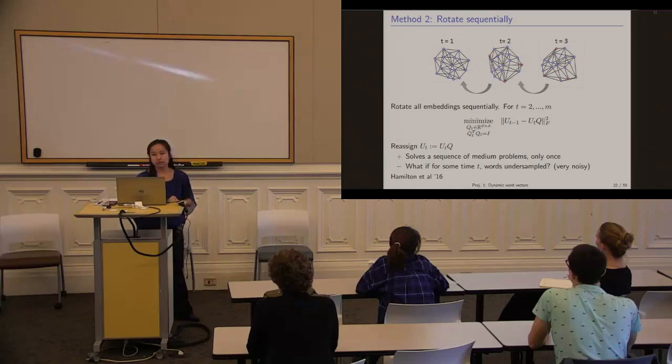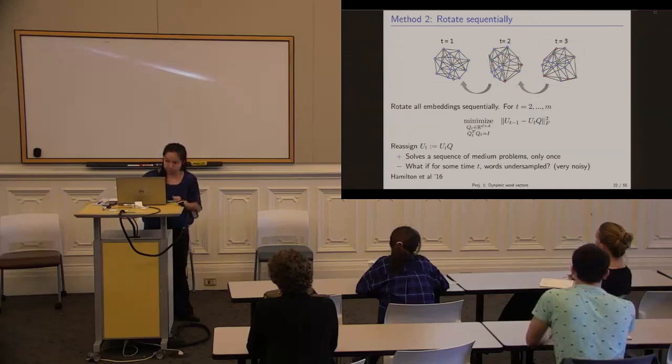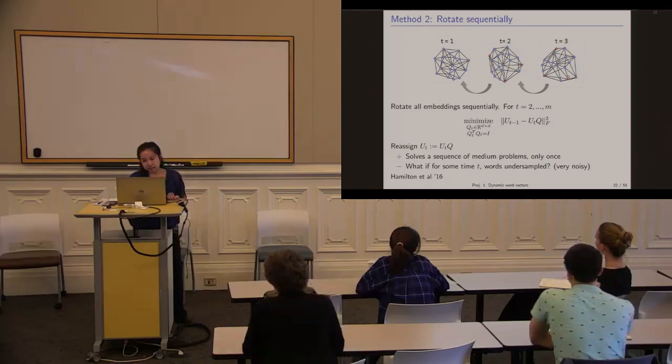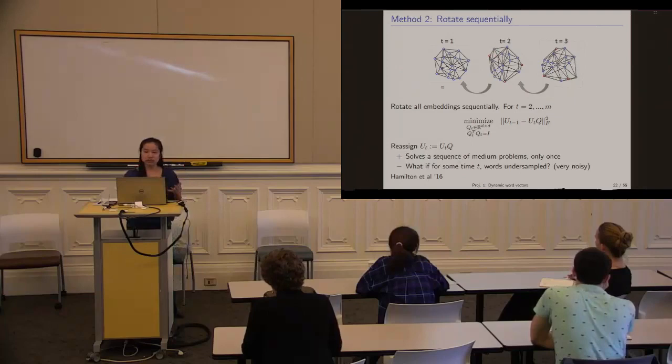If this was a badly sampled year and I force this to fit here, this one will have a lot of noise. And then here, this one will have a lot of noise. So you see a lot of issues between the alignment of t equals 3 and t equals 1, because you're sort of forcing it to fit a noisy configuration. But this is actually very sound and works very well too. But the method that we're going to push is this method here.